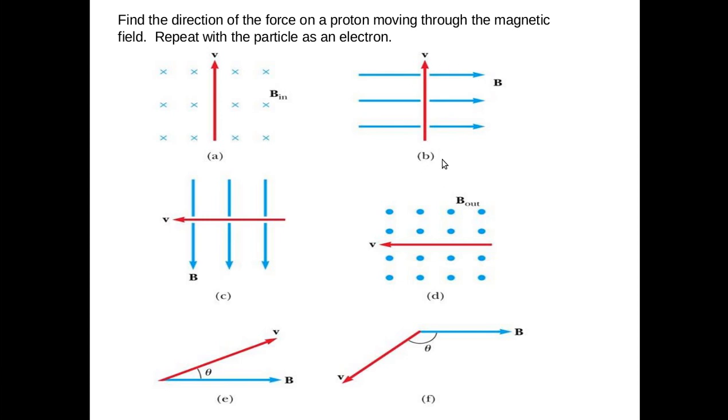So for a proton, the force is into the page. For an electron, the force is out of the page. So flip your hand around at the end for an electron. Your thumb is pointing towards you.